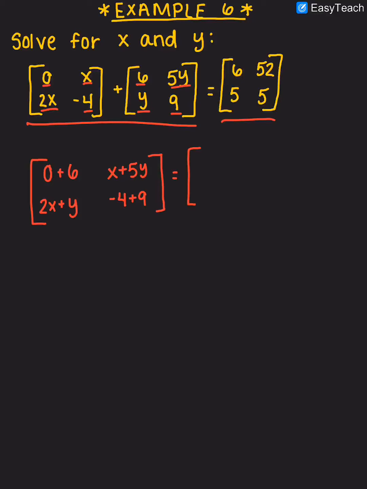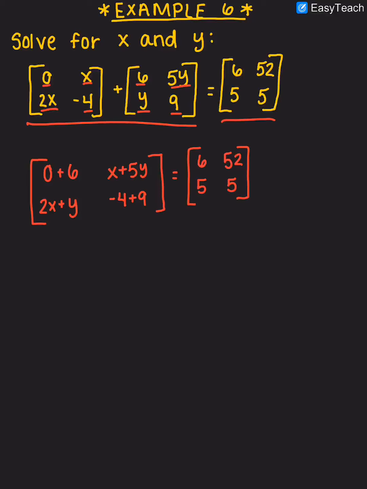I'm going to move that, 6, 5, 52, 5. Okay, so we're going to do one last thing really quick, but honestly, we really don't even need to. Okay, so I'm going to skip that.